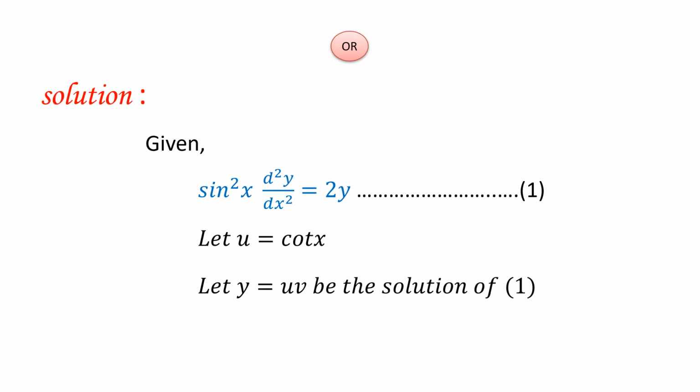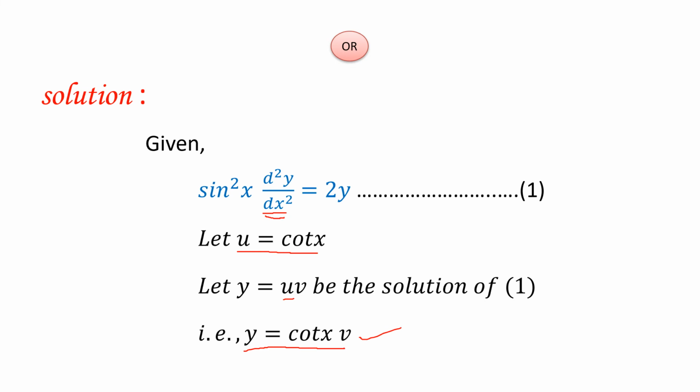Let y is equal to uv be the solution of equation 1. Now we shall replace u is equal to cot x here. Therefore, we get y is equal to cot x into v. Now in the equation 1, you observe that we have sin square x into d square y by dx square. Therefore, from this equation, we have to find d square y by dx square, and we have to substitute in the equation 1. So for that, we have to differentiate this equation twice.